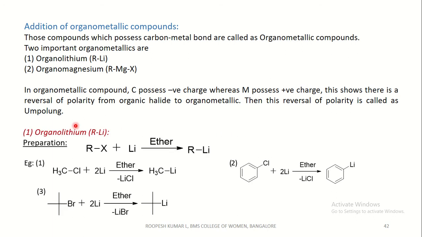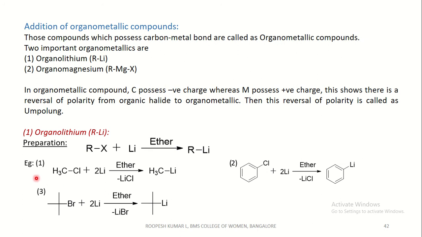Coming to the first one, organolithium. As I told you, this is an organometallic compound. The metal possesses a positive charge and this organic group possesses a negative charge. Preparation of organolithium: an organic halide reacts with lithium in ether at low temperature to give organolithium. Two equivalents of lithium are used, with the elimination of LiX salt.